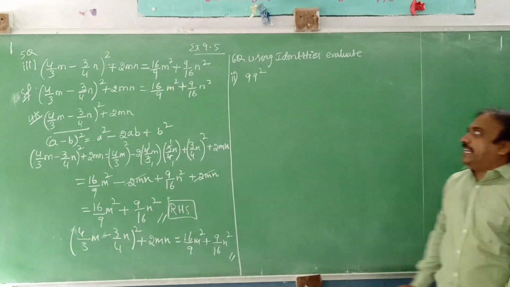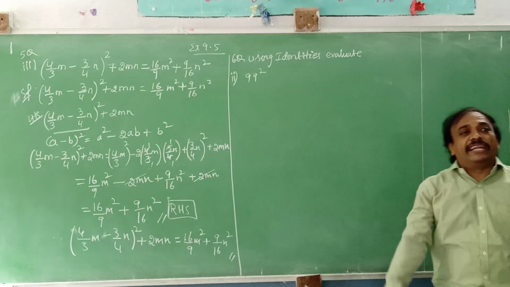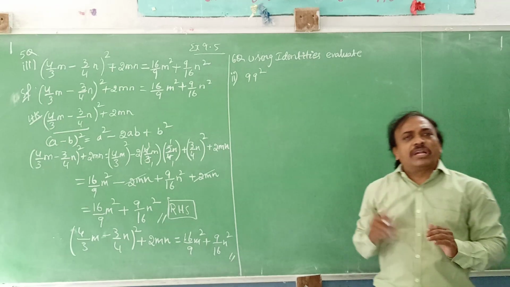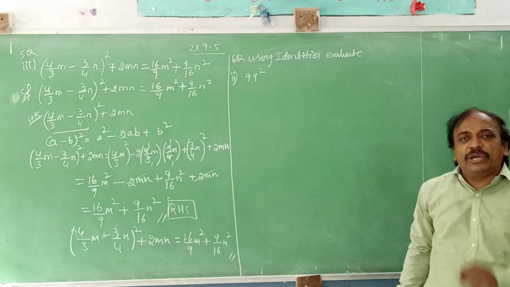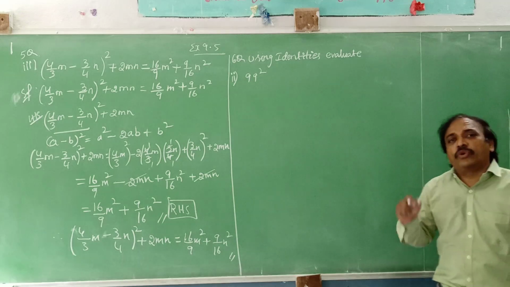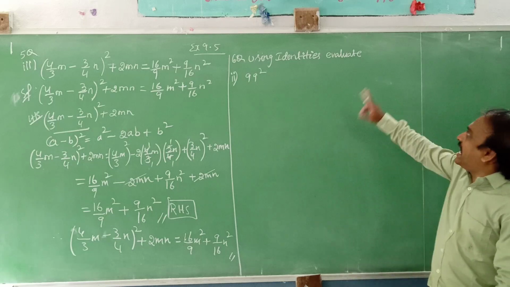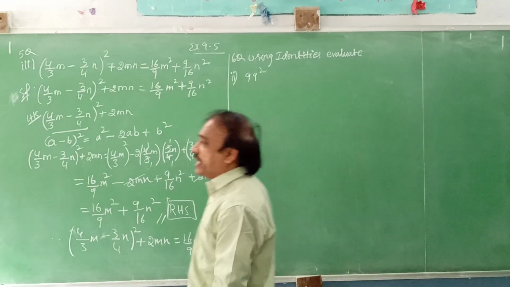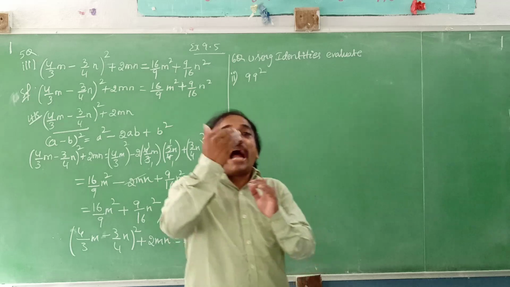Question number 6. Using identities, evaluate 99 square. You have to find the answer. We have to use the identities. What are all the identities we have? We have 4 identities: (a plus b) whole square, (a minus b) whole square, (a plus b) into (a minus b), and (x plus a) into (x plus b). While doing such questions, we have to arrange the given number in terms of identities.